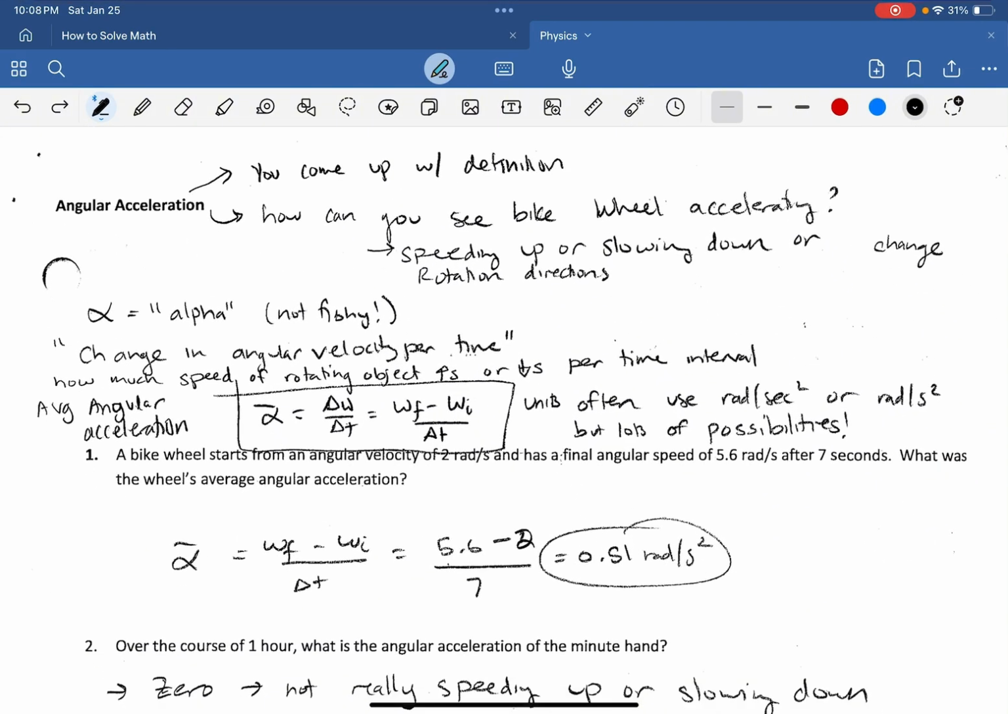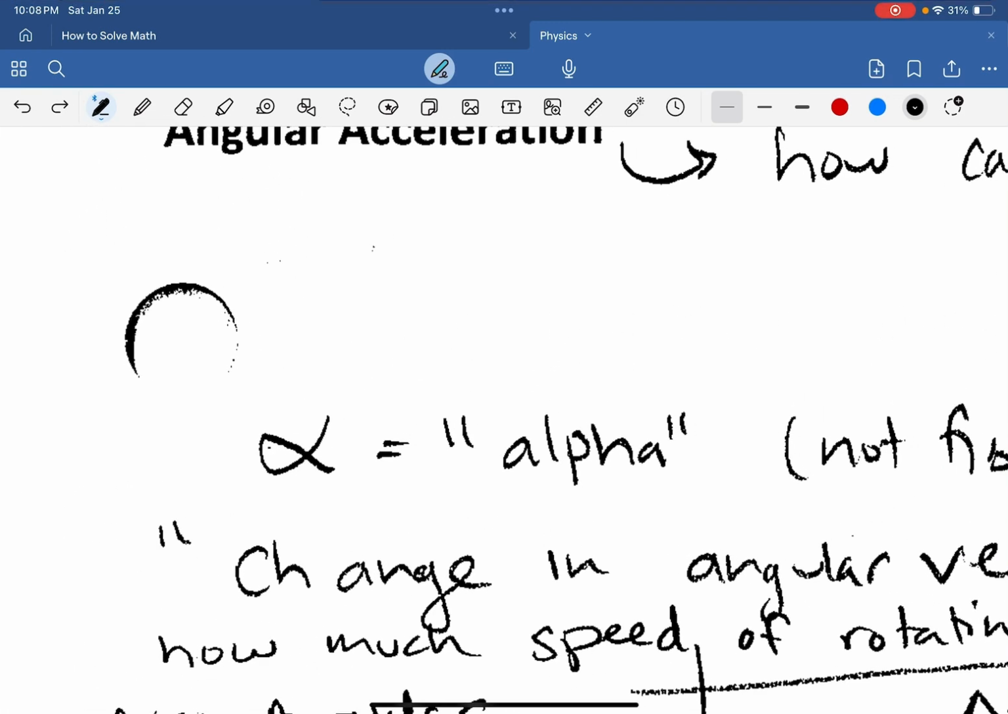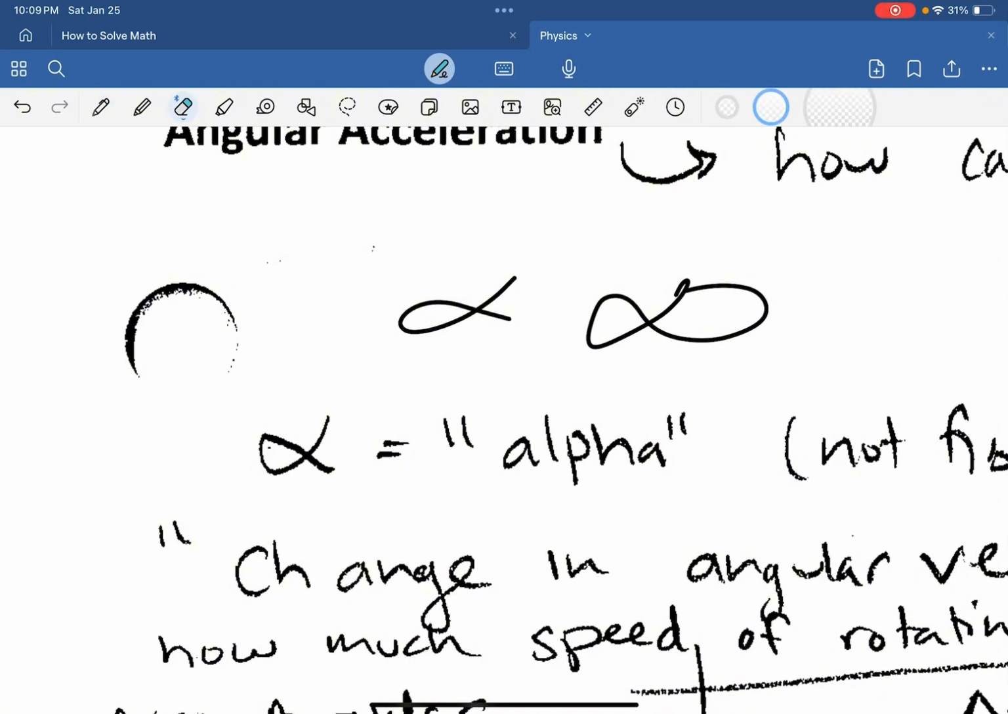Anyways, I'm going to move on to angular acceleration, which the letter we're going to use is alpha, and it's just drawing like the infinity sign itself. You just take this part out.